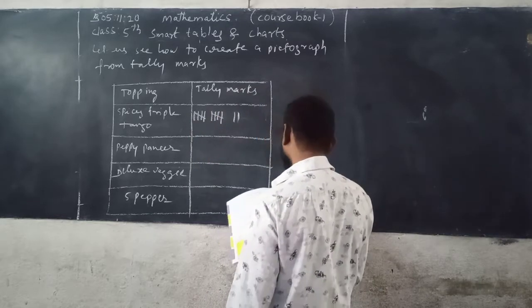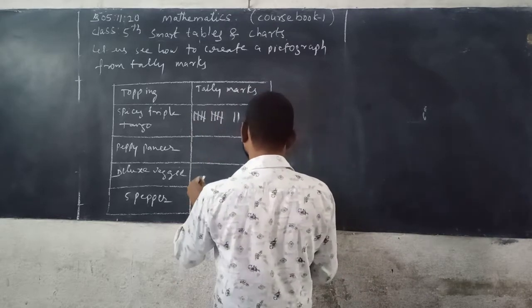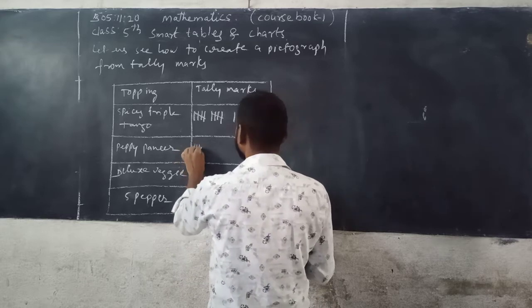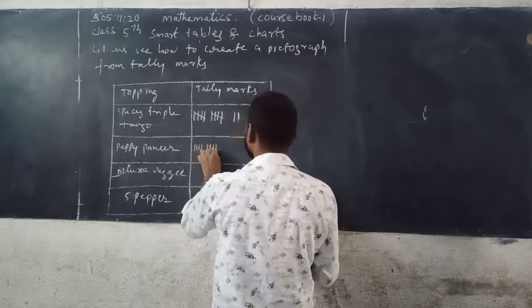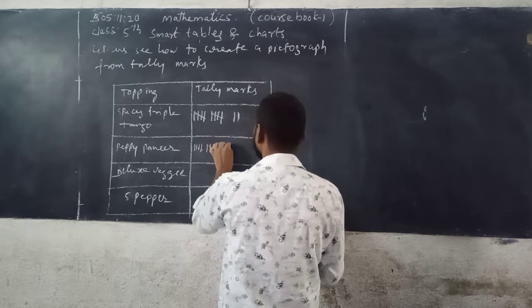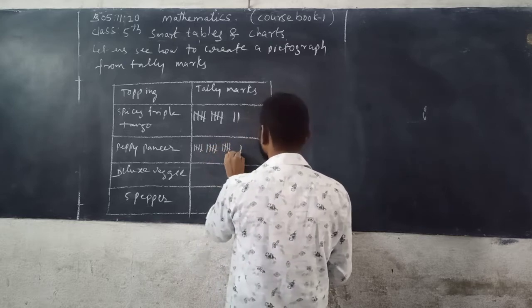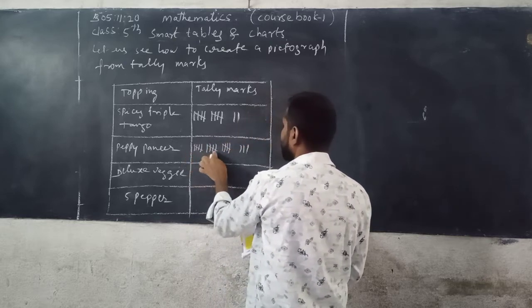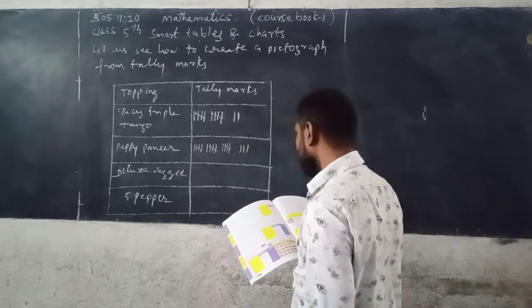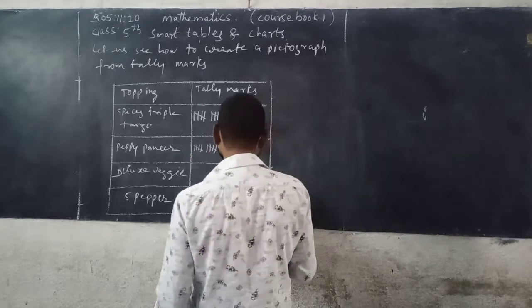Next, peppy paneer. 5 plus 5, 10, 15 plus 3, 18. Next, deluxe veggie, 15.